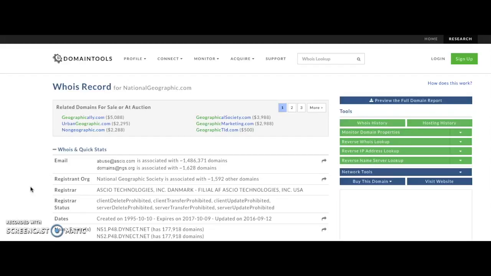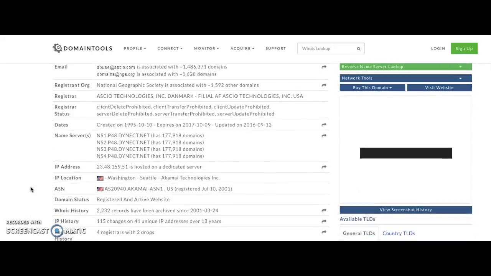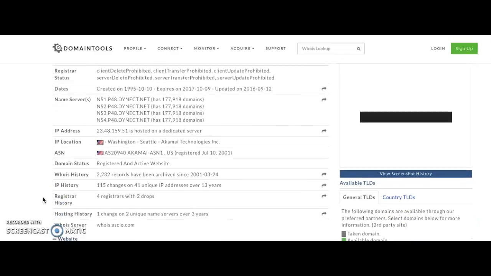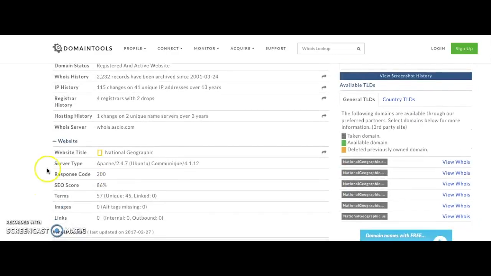Another thing you want to look at is the domain status. So we're going to scroll down here, and it says it's a registered and active website, and that's pretty important, which means that it's being frequently updated with current information. And finally, another thing you're really going to want to pay attention to is the title of the website, as you'll see right here. And we see that it does match National Geographic, the article that we had found earlier.